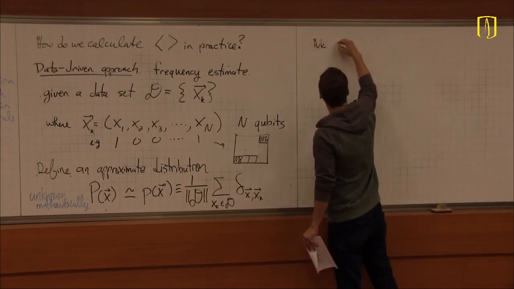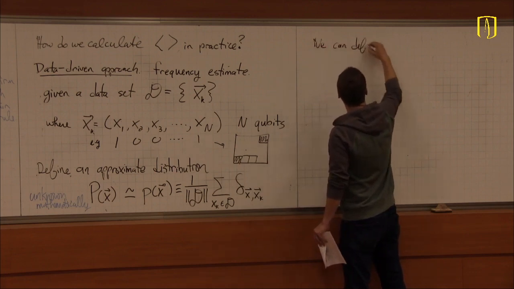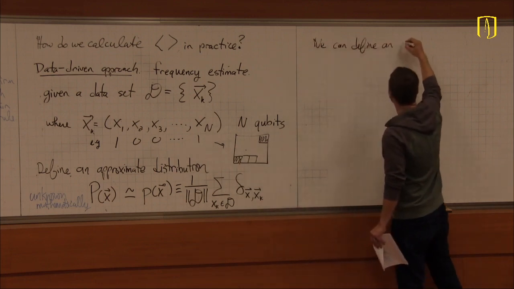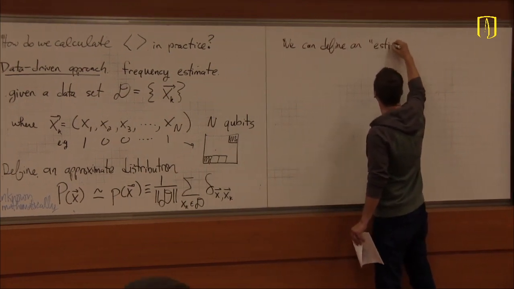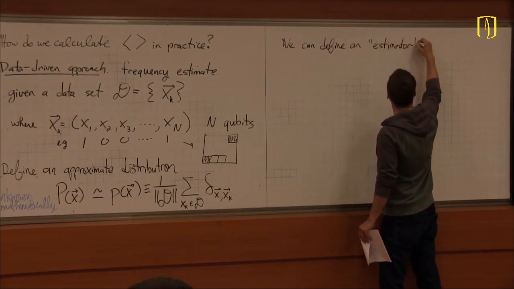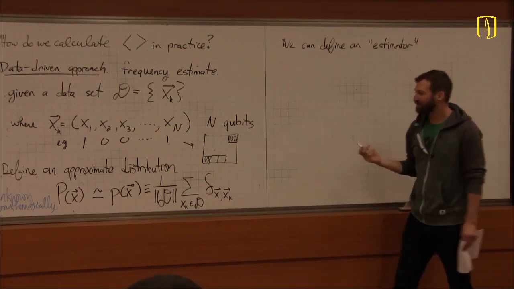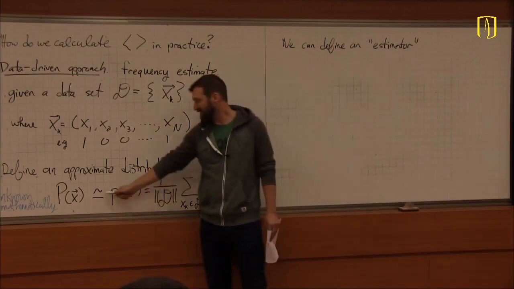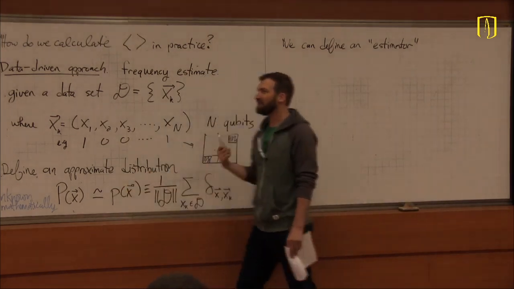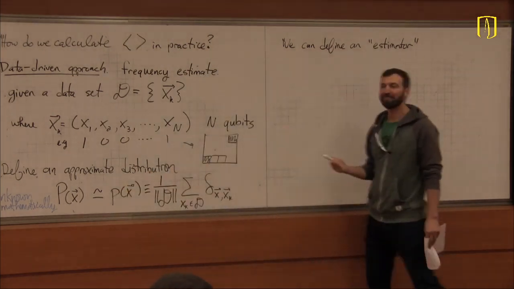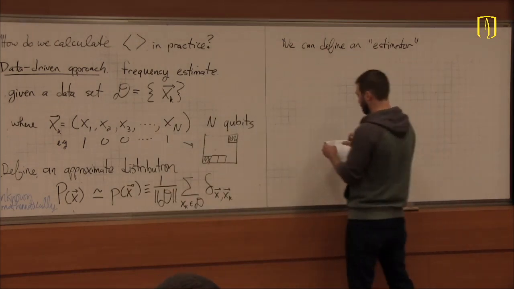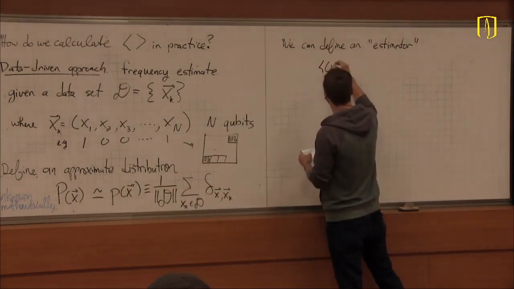We can define an estimator, which is an estimate in the way that this is an estimate. So it's an estimator for an expectation value. Okay.